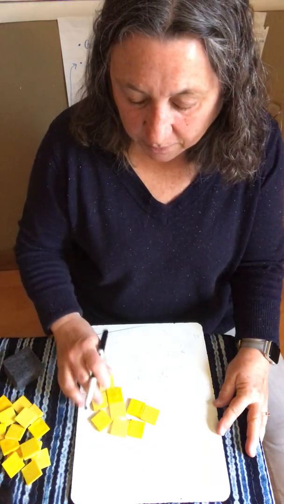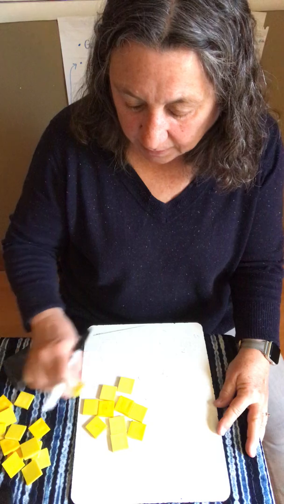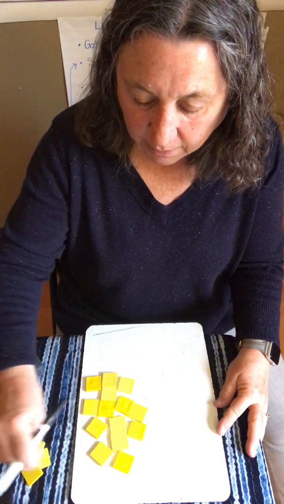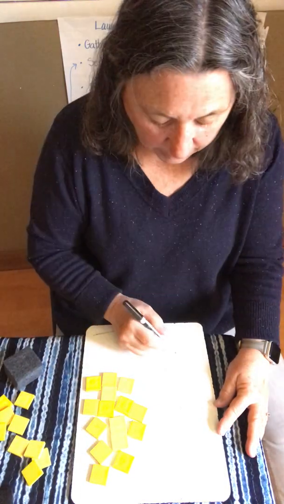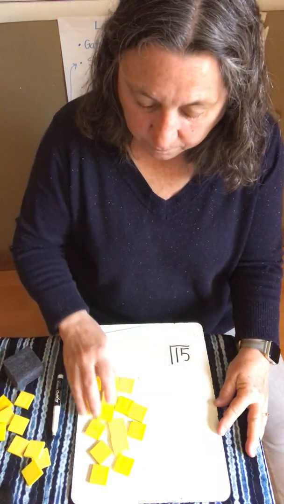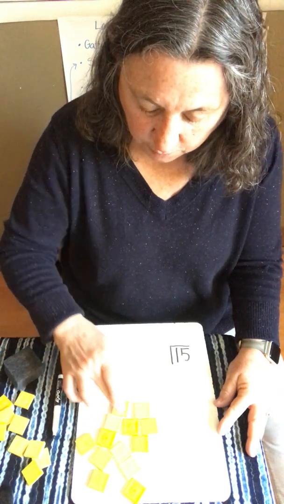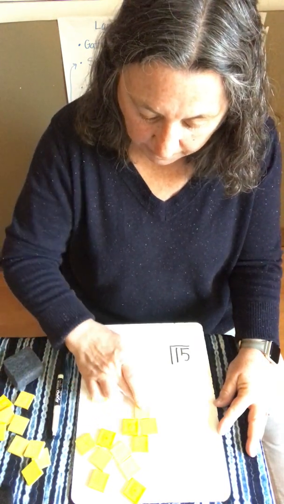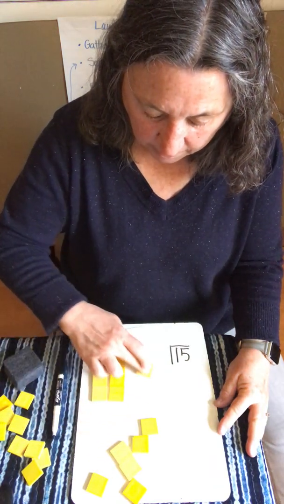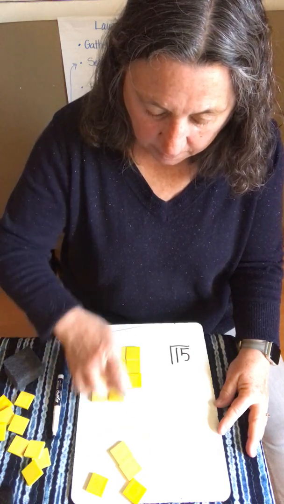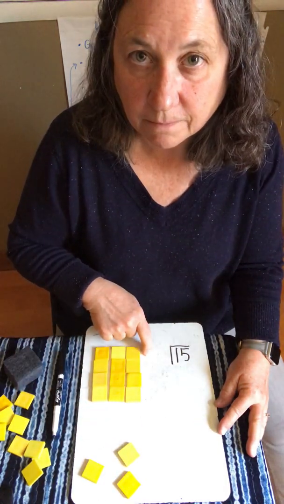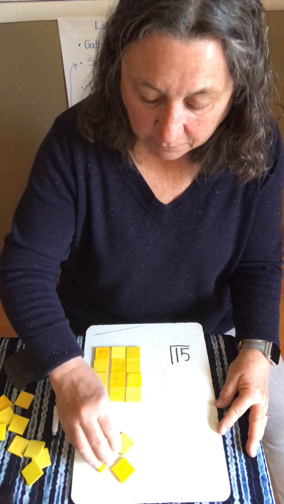So let's work with another number. This is 9. 10, 11, 12, 13, 14, 15. Let's have 15 tiles, and let's make 4 rows. 1, 2, 3, 4. 1, 2, 3, 4. I think I can go again. Do I have enough tiles to make another row of 4? No, I don't. These will be the leftovers.